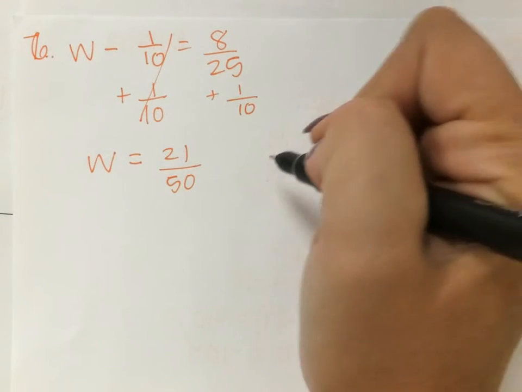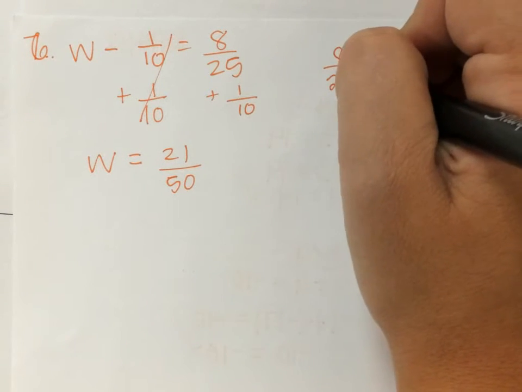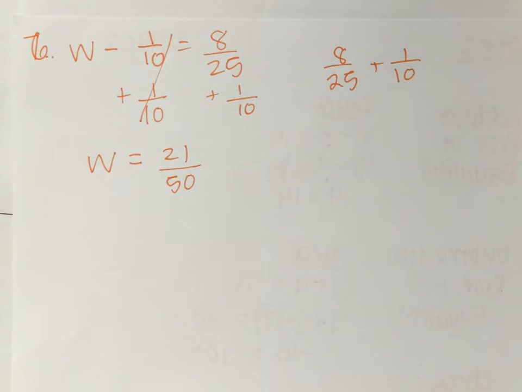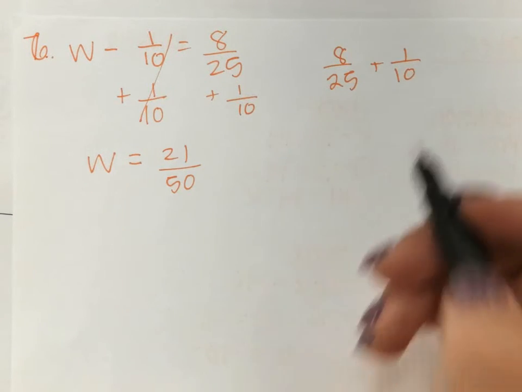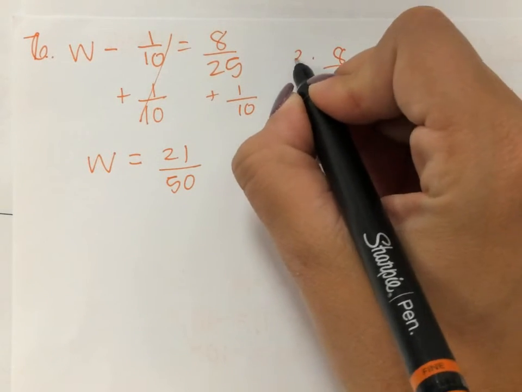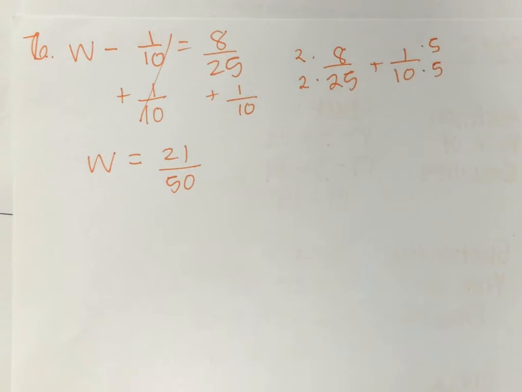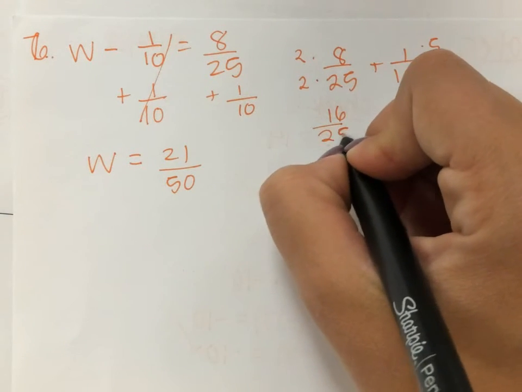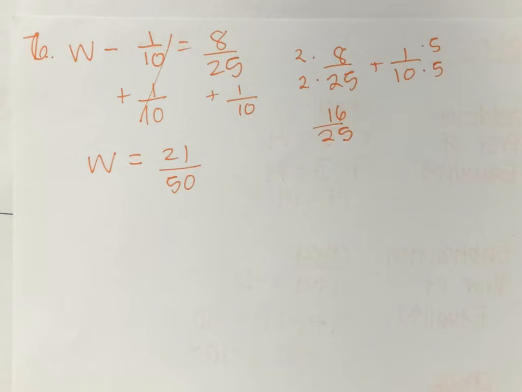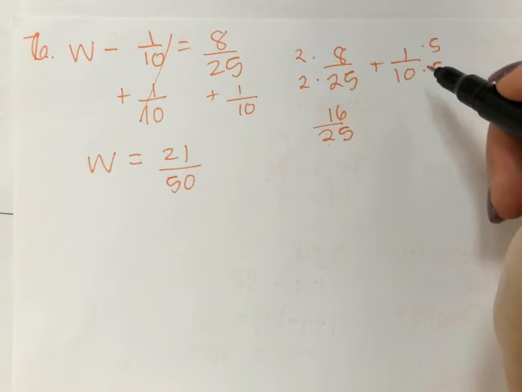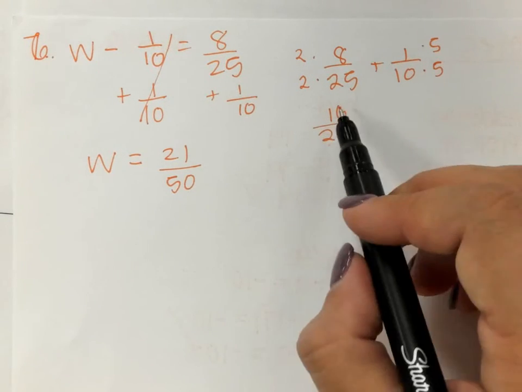Okay. So even if I add them, so let's say I have 8/25 plus 1/10. Find a common denominator, which is going to be what? 50. So I can multiply my first fraction by 2 and my second fraction by what? 5. So then that gives me 16/25. Why you multiply? Yeah, and 2 and 5. Why you multiply 2 and 5? Because I've got to find a common denominator, which we said my common denominator is going to be 50.